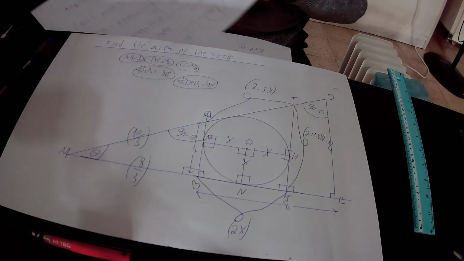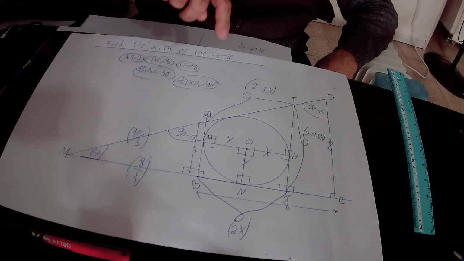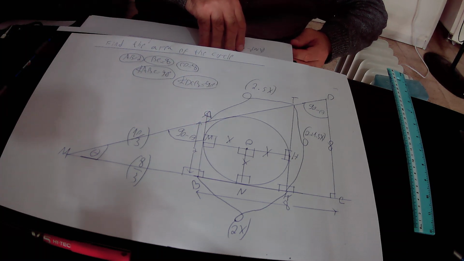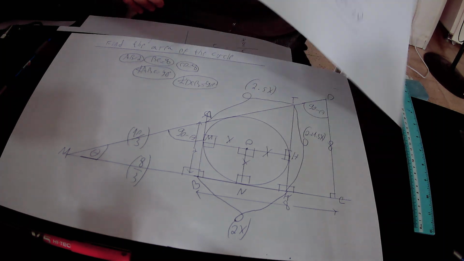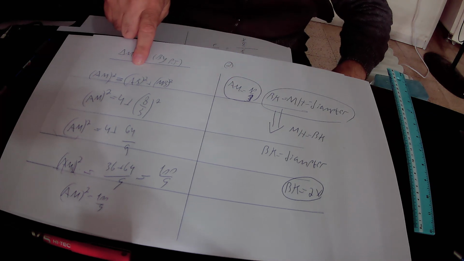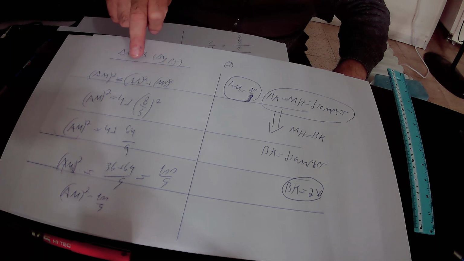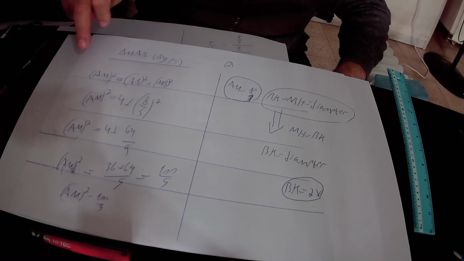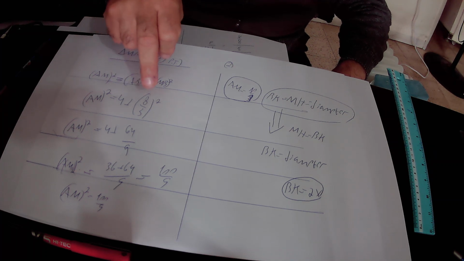Then we implemented the Pythagorean theorem on the right triangle ABM. According to the Pythagorean theorem, AM squared equals AB squared plus BM squared. Repeat again. According to the Pythagorean theorem in the right triangle ABM, AM squared equals AB squared plus MB squared. AB is 2, so AB squared is 2 squared, that is 4, plus MB squared. MB is 8 over 3, therefore MB squared is 8 over 3 squared. So AM squared equals 4 plus 8 squared, that is 64, over 3 squared, that is 9.